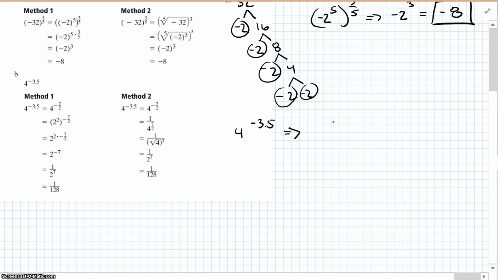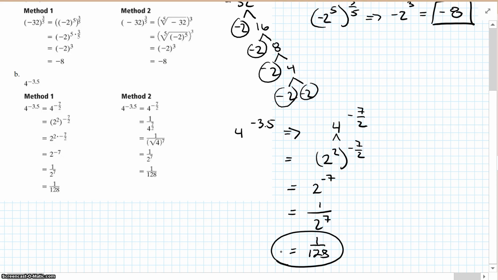So I'm going to write this as 4 to the negative 7 over 2 power, which is the same thing as saying 4 can be rewritten as 2 squared to the negative 7 over 2 power. So the 2's can cancel, so it's going to be 2 to the negative 7th power, which is the same thing as 1 over 2 to the 7th power. Now, just do your math. 2 to the 7th power is 128, so it's just going to be 1 over 128. Again, the negative sign in the exponent is just putting it in a fraction, 1 over that.